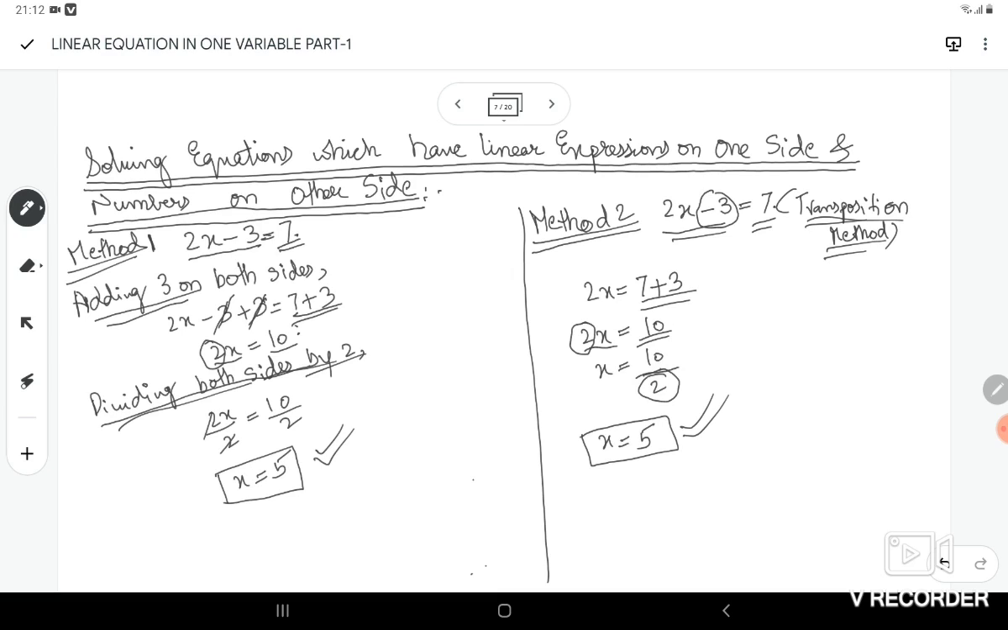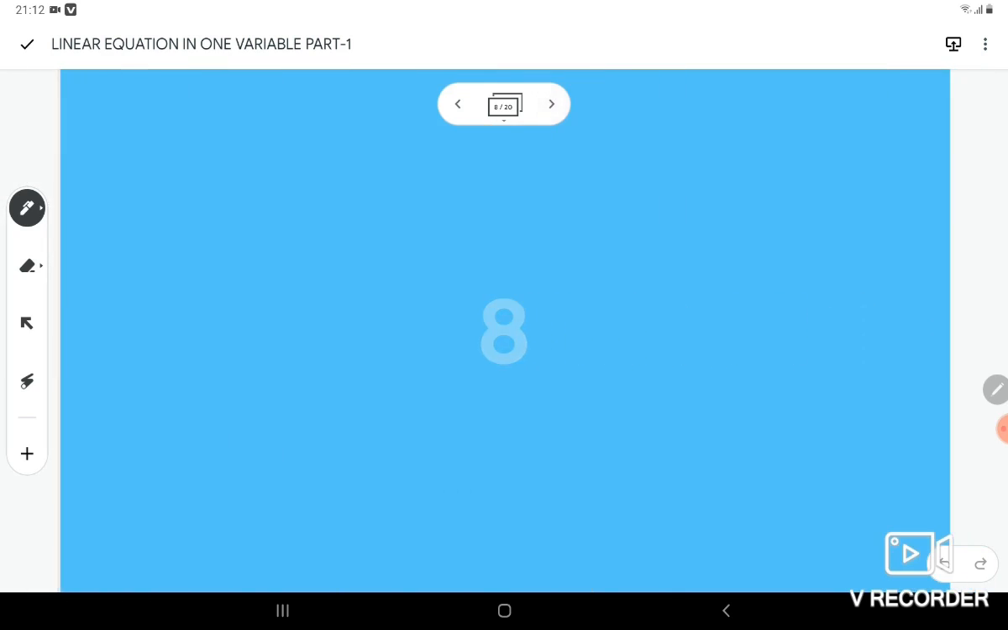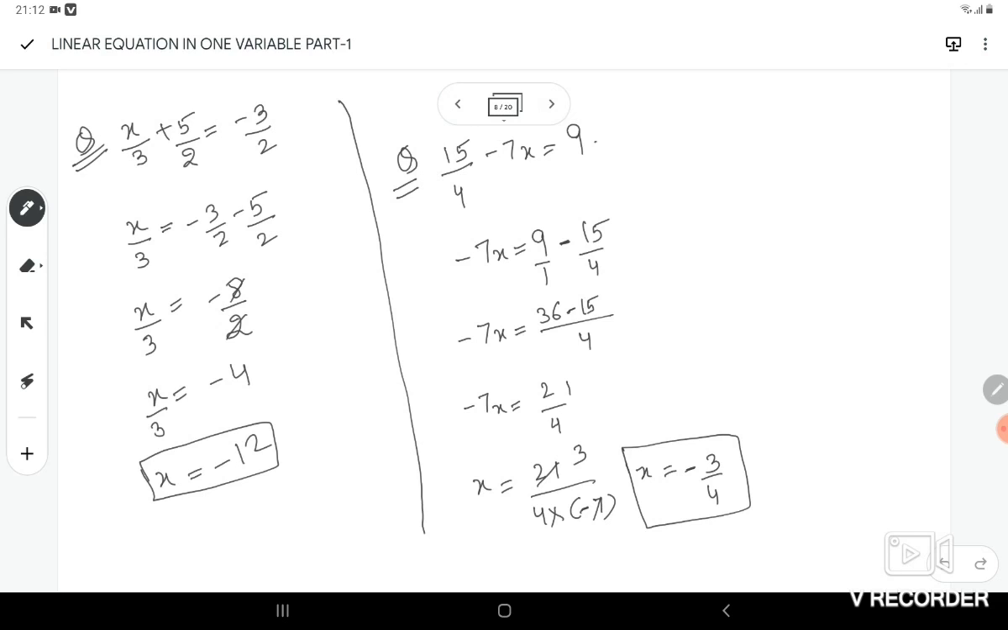So we can clearly see that we can use both the methods and the answer would be the same, but preferably you should use the second method, as it is easier to solve and takes less time. Now let us solve more examples to make our concept clearer by using the transposition method.